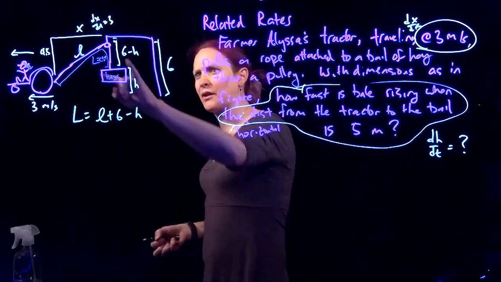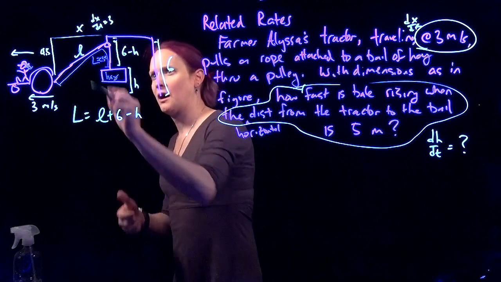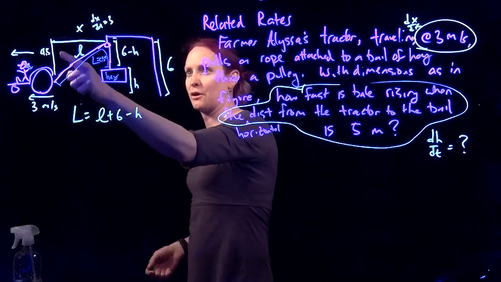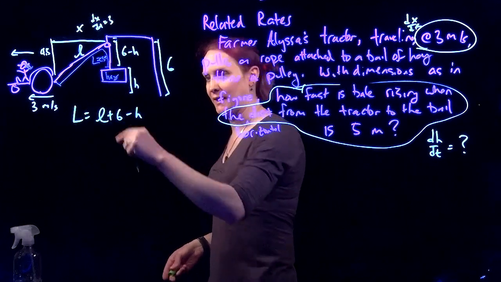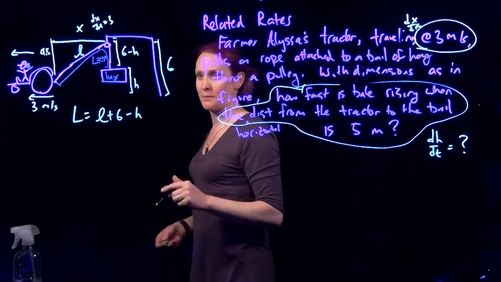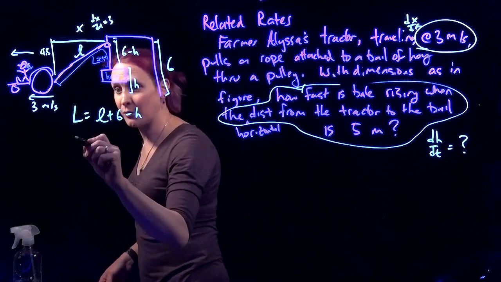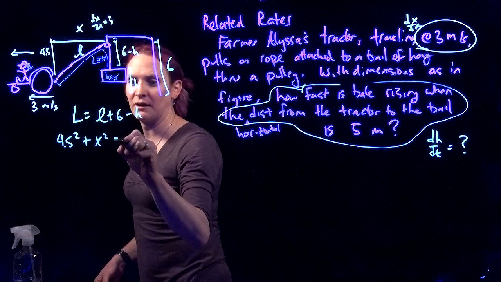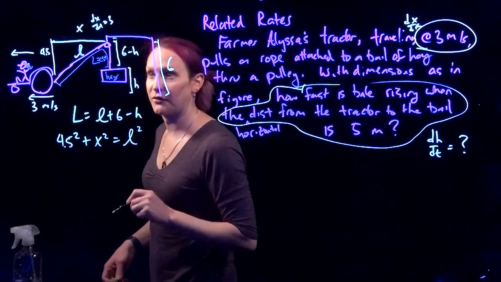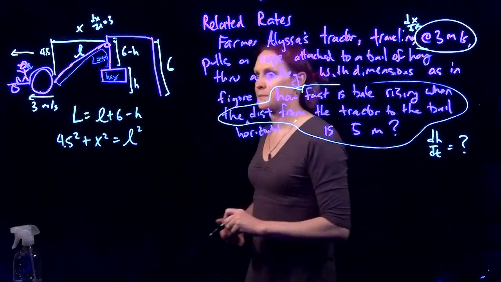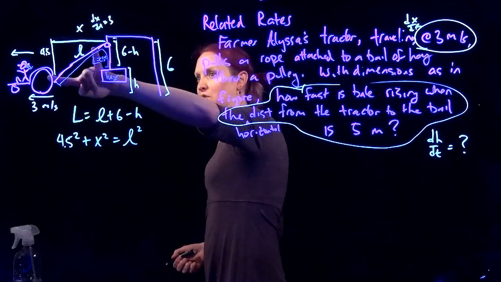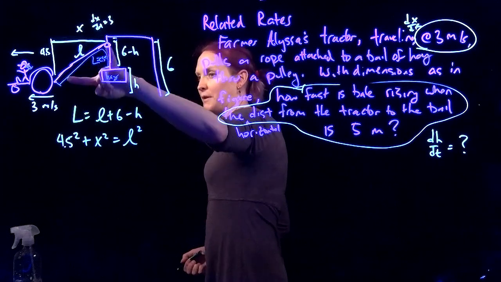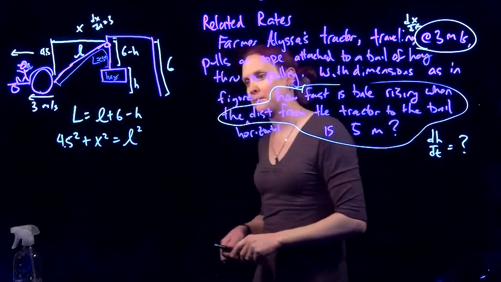Not only that, but I've also got this triangular relationship between this 4.5 figure, x, and lowercase l. So I know that 4.5 squared plus x squared is equal to lowercase l squared, because of this triangle right here. Even as the tractor moves, x is going to get longer, and the script l is going to get longer to make up for it.